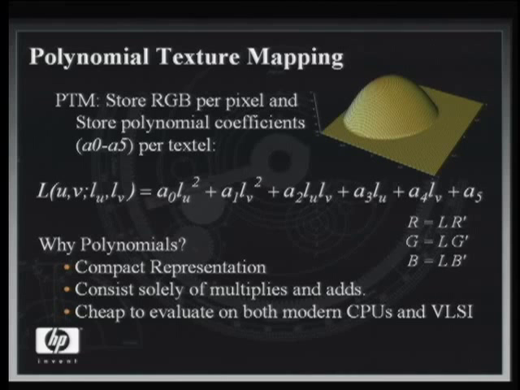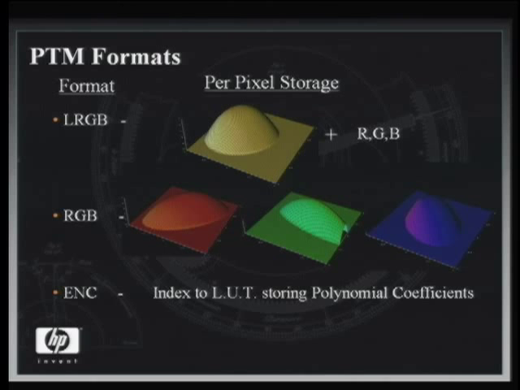Now, one thing to point out about this equation is that it's really simple. It consists only of multiplies and adds, and therefore you can use parallel subword instructions in the CPU to evaluate this very quickly. So the PTMs that I'll be showing here don't use any graphics hardware support. They just run on the CPU directly and usually give you real-time performance. So I should backpedal a little bit.